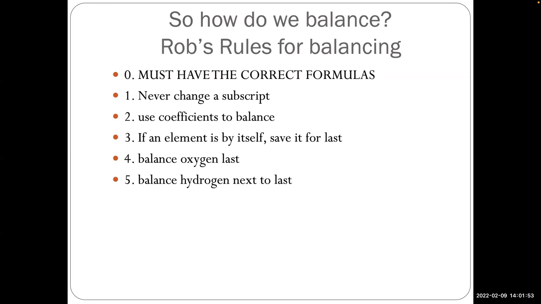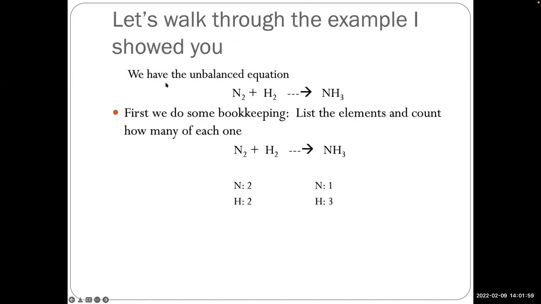And I think what we'll do maybe one or two. All right. So we'll do this example. So here's my unbalanced equation. The formulas are correct. But what I mean by don't change a subscript is you can't go, oh, I know, I'll just make it N2H2.